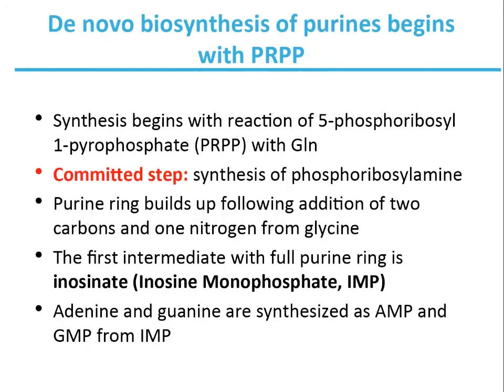De novo biosynthesis of purines begins with PRPP. Okay, guys, this PRPP, you know where it comes from? From the ribose 5-phosphate that's coming from the pentose phosphate pathway. So you know the origin of PRPP. Synthesis begins with the reaction of 5-phosphoribosyl-1-pyrophosphate, which is PRPP, with a glutamine. So we need both of them. We need the glutamine to give us the NH3, and we need the PRPP. Of course, this is the committed step, meaning it's the important step in this pathway. The committed step or the important step, it's this one.